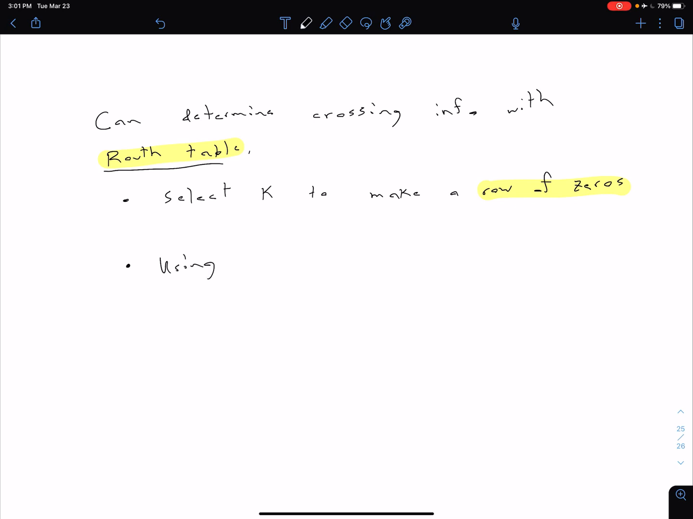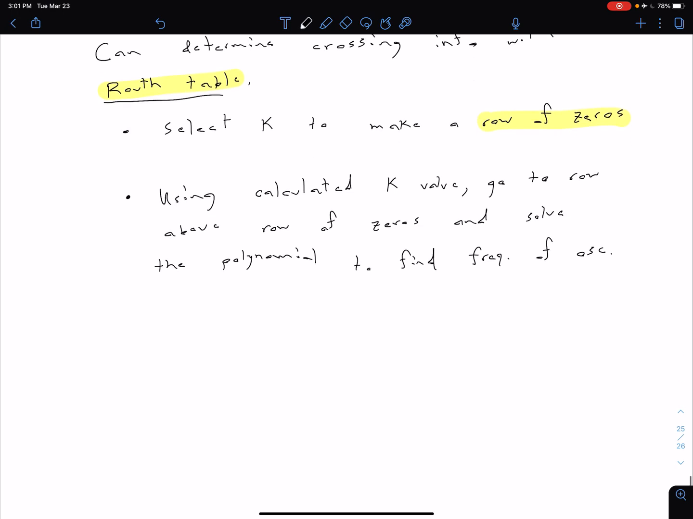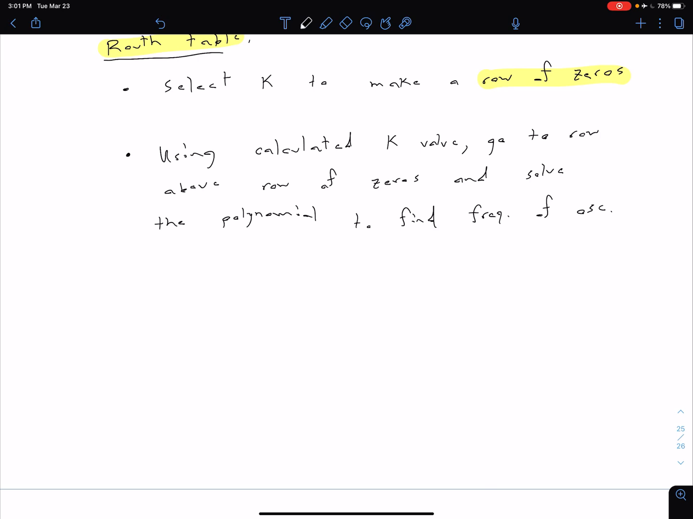We're going to do that by using the row above where we calculated the row of zeros. So using our calculated K value, go to the row above our row of zeros. This would be where we got our auxiliary polynomial when we were talking about our Routh tables. What we want to do is solve the polynomial to find our frequency of oscillation. We're going to look at how to do all of that in an example in the next video.